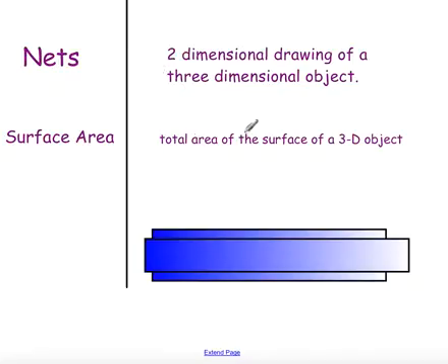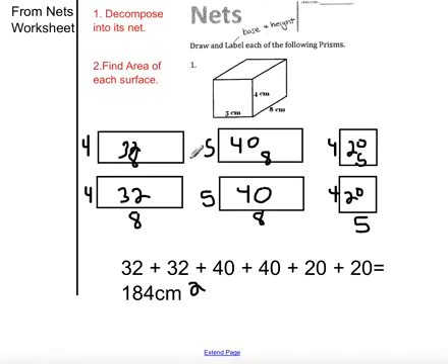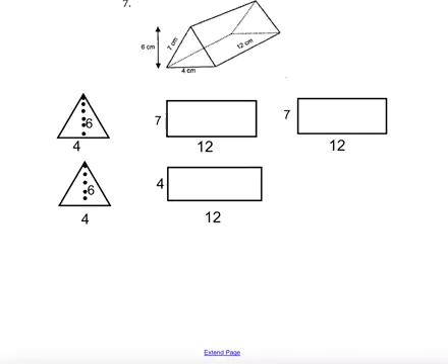Again, the total area of the surface of a three-dimensional object. In this case, this three-dimensional object is 184 centimeters squared. We do the same idea for the triangular prism. We find each of its parts and we find its areas. So let's find the area of each one.